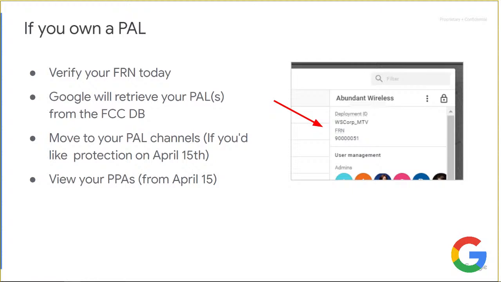The FRN, of course, is the federal resource number, I think. And anyway, it's your official FCC ID, FCC reference number maybe, that links to the PAL. So because your FRN is in Google SAS, that's what's going to assign the PAL to you. And we've gone ahead and put the FRNs for PAL winners in Google SAS. We've tried to do that using all the accurate databases, but we're encouraging you to go and verify your FRN just to make sure it's right. That way you'll get your protection on April 15th.